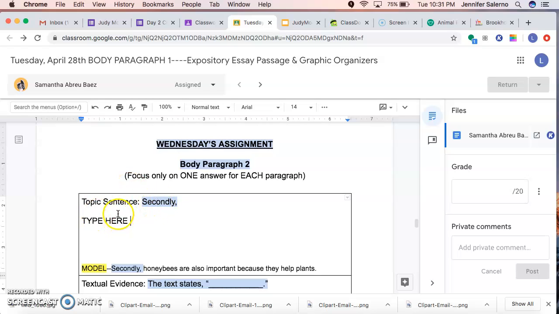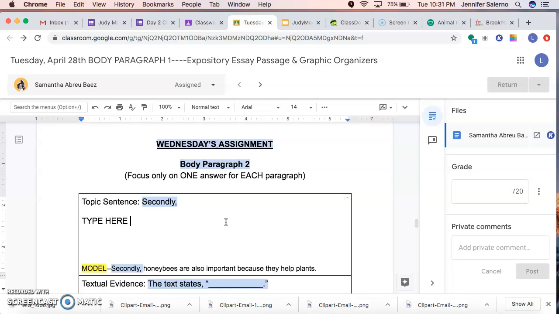Secondly, rainforests are important to people, and then you're going to tell me how, okay? Remember, should this be the same answer as what you wrote in body paragraph 1? Kiss your brains because you're so smart. It should not be the same answer. You should not be saying the same thing you said in body paragraph 1 for body paragraph 2. You are now giving me another way rainforests are important to people.